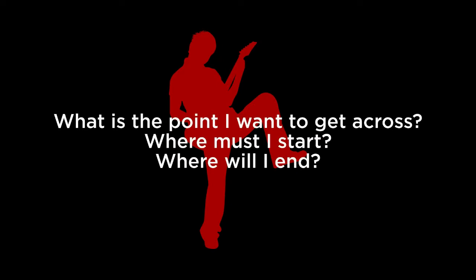Think of it like this. What is the point I want to get across? Where must I start? Where will I end? Once you've answered these 3 questions, you need to generate a list of all the things you need to say to make sure you get your reader from A to Z. To do this, you need to just write up a bullet point list, a bit like this.